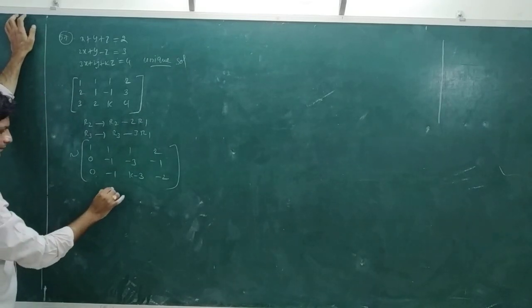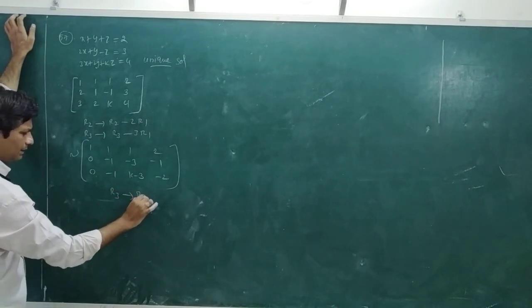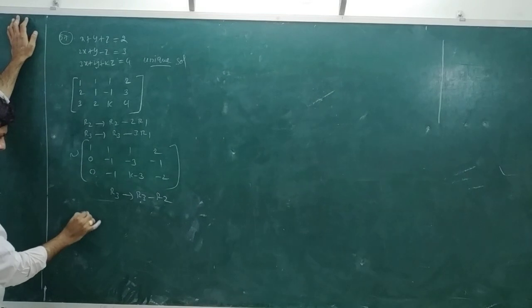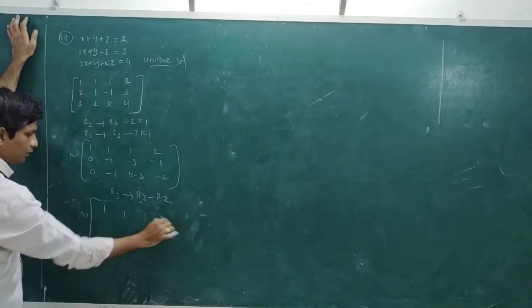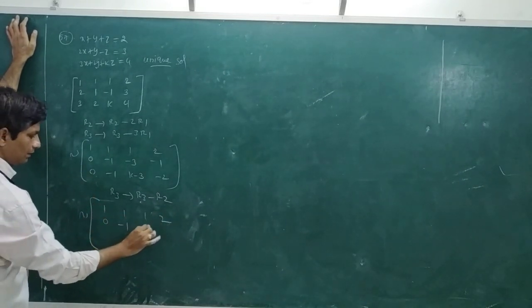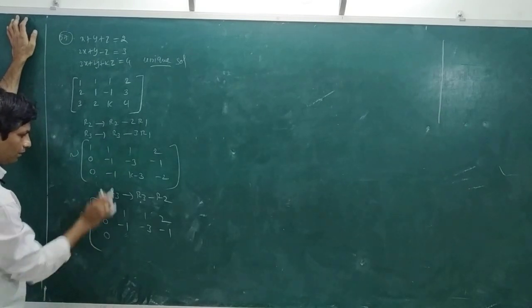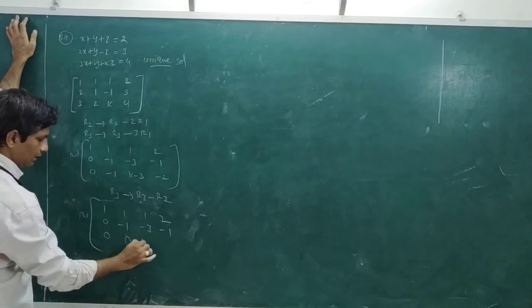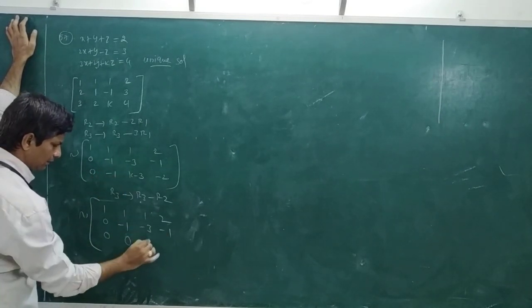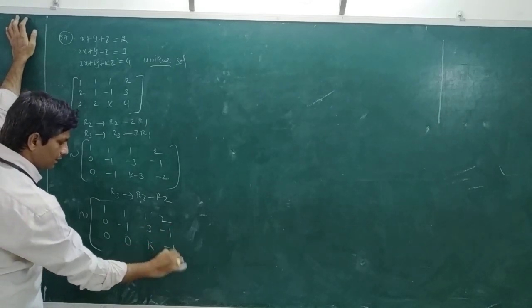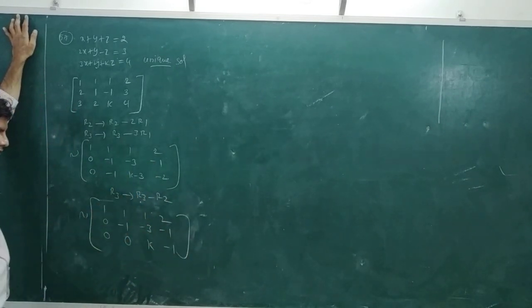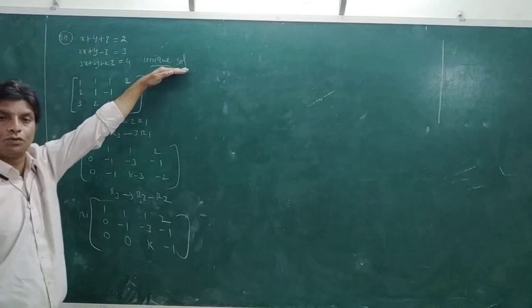Next, convert this one. R3 implies R3 minus R2. 1, 1, 1, 2. 0, minus 1, minus 3 minus 1. 0. Subtract these two. 0. This is k minus 3, cancel. Only k, this is minus 1, because minus 2 minus 1 minus 1 plus 1. Now what is the unique solution?